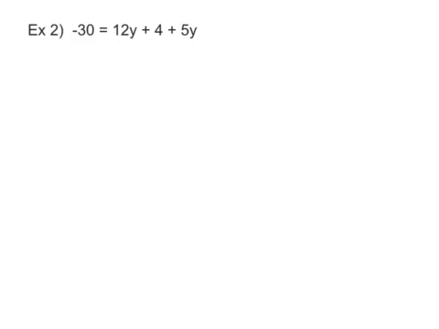Okay, so example 2, we have negative 30 equals 12y plus 4 plus 5y. So this is just like example 1, so why don't you pause the video, try it on your own, and then come back and watch to see if you have it correct.